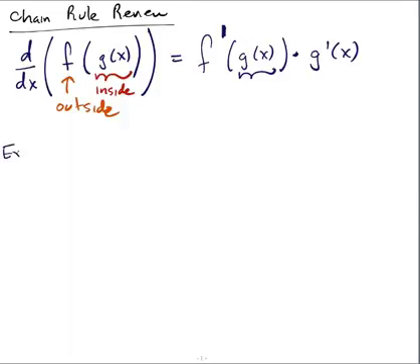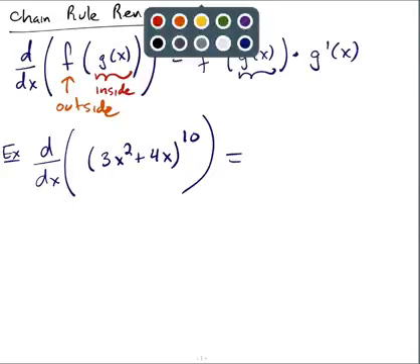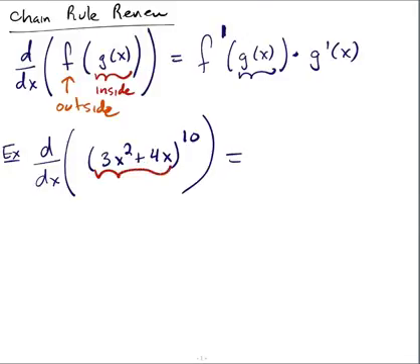So, for example, let's say I want to find the derivative of something like 3x squared plus 4x all to the 10th. Okay, so here, what's the inside and what's the outside? Yep. So 3x squared plus 4x is the inside. And then what's the outside function? It's x to the 10th, right? So the outside function is x to the 10th, and inside of that, you're plugging in 3x squared plus 4x. Does that make sense?